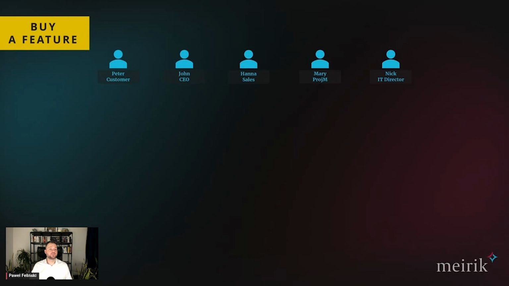So you take your key stakeholders. The examples are here on the slide. We have Peter, a customer, the CEO John, Hannah from sales, Mary, project manager, and Nick, the IT director. All the stakeholders whose feedback you are interested in. If you have 20, 30 stakeholders, it doesn't mean you need to bring all of them, only those that actually matter for you. If we recall the stakeholders matrix that we discussed during the last Agile Encounter, perhaps only the stakeholders with high impact or high power, really interested in your product development, would be the ones that I would invite to the session.